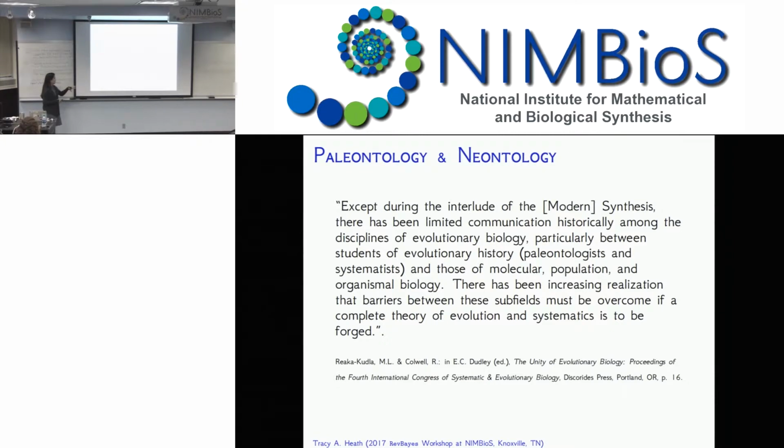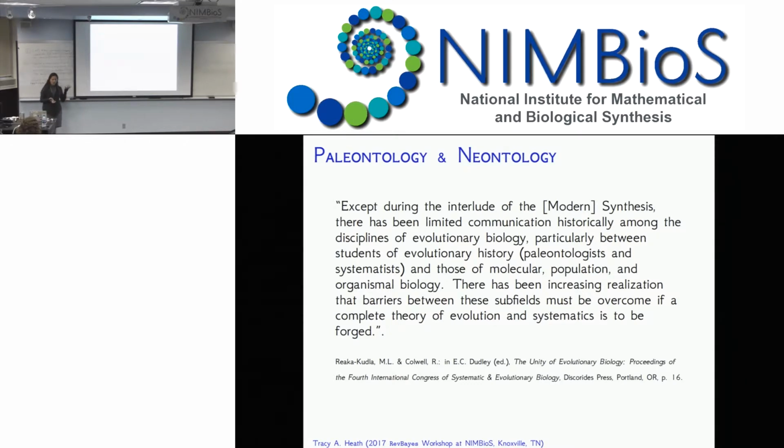this is the case in such a way that it has not escaped some people who are writing history of science and philosophy of science, where they have observed, and I'll just read this part, that there's been this increasing realization that the barriers between these subfields, so paleontology and neontology, must be overcome if a complete theory of evolution and systematics is to be forged.